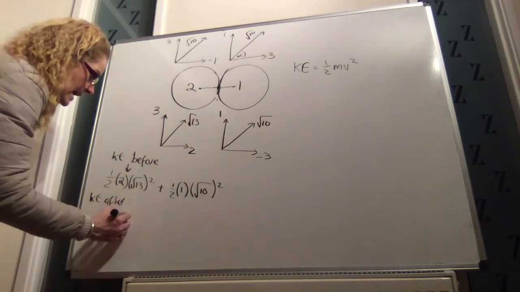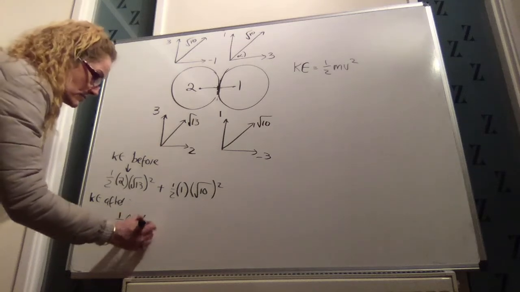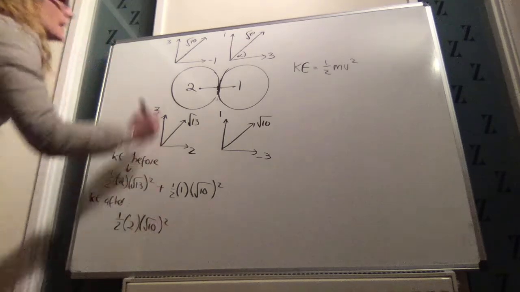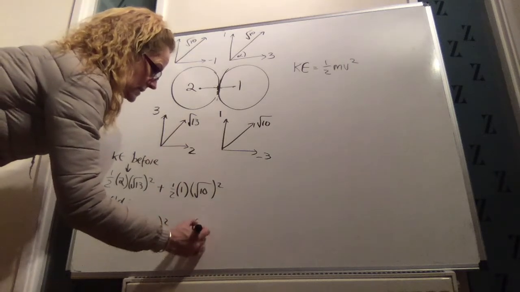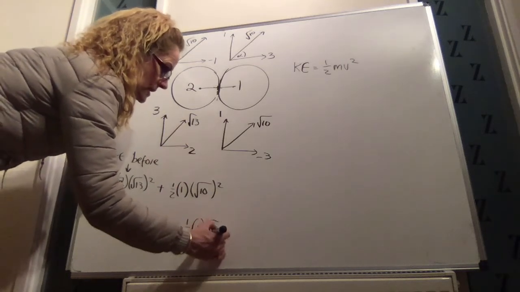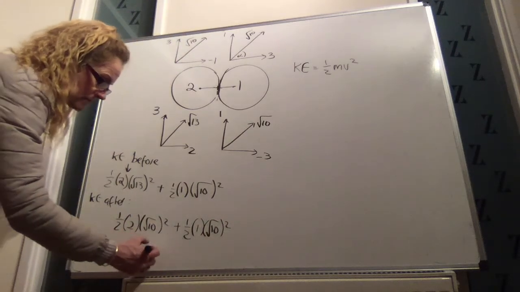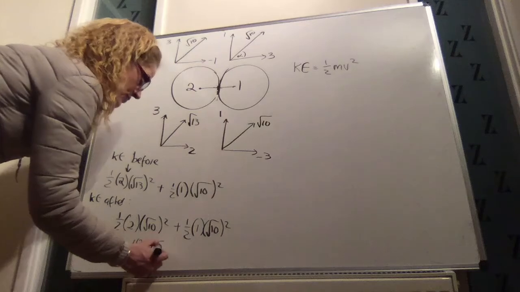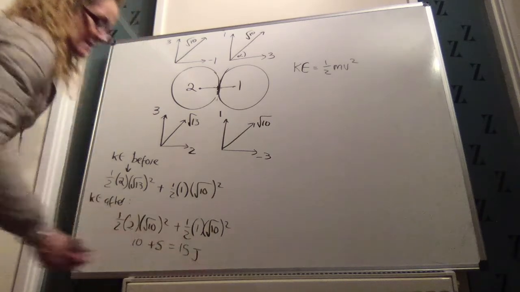The kinetic energy after is 1/2 times 2 times the square root of 10 squared, 1/2 mv squared, plus 1/2 times 1 times the square root of 10 squared. So that is 10 plus 5, which is 15 for the afterwards, and joules because it's energy.